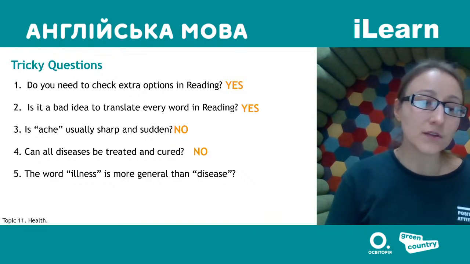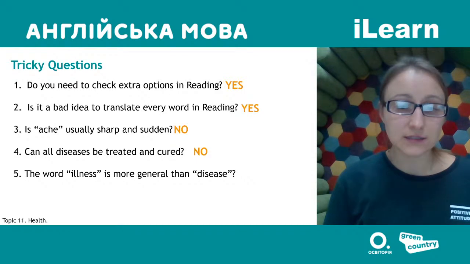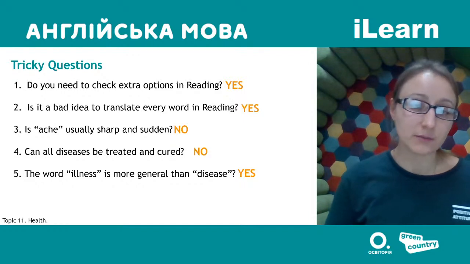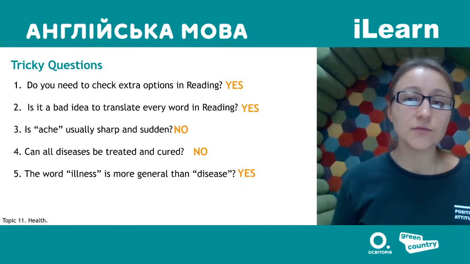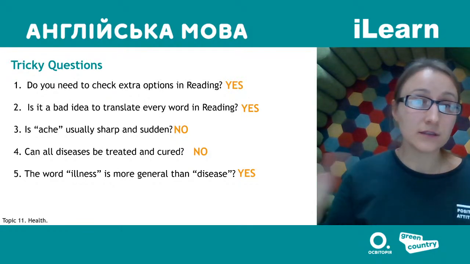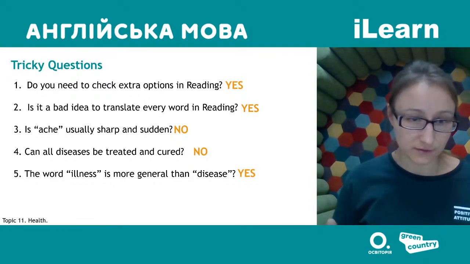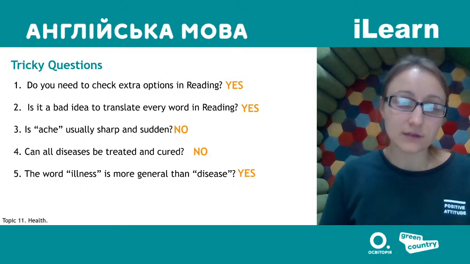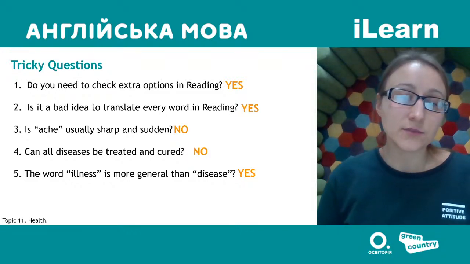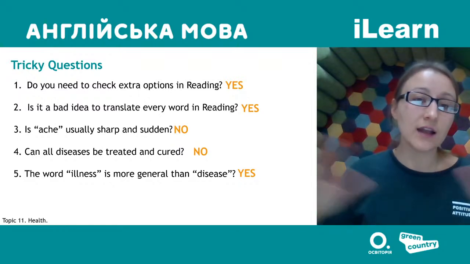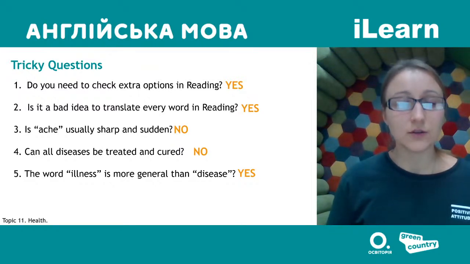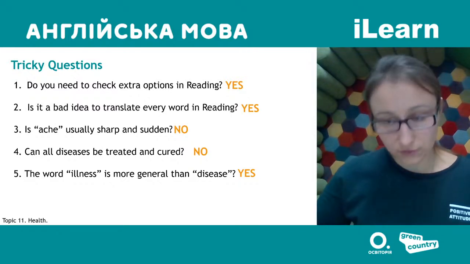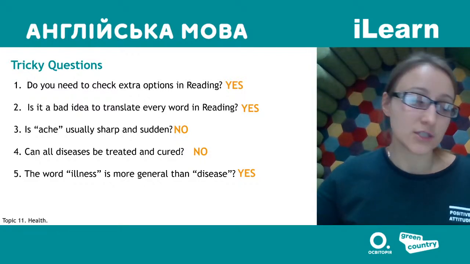And number 5, the word illness is more general than disease. Yes, we haven't discussed it, but try to remember that illness is just a general state of being not well, feeling bad or whatever. It's your general feeling, general condition. When you talk about disease, it's something more specific. It usually has some treatment already. So when we say illness, it is your general state, that you feel bad in general. When you say disease, you mean some specific, serious disease, for which you already have a diagnosis and treatment.